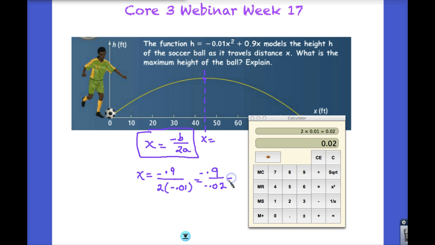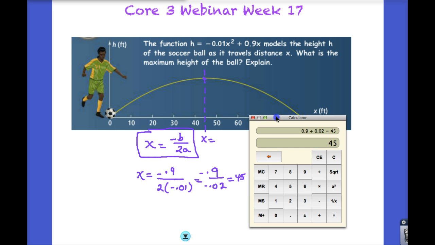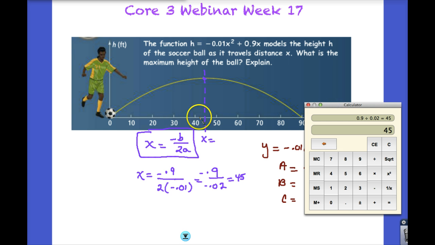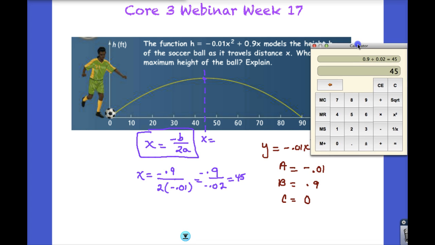But when I divide these out, a negative divided by a negative is just a positive. So I'm not going to worry about the negatives when I'm dividing. So I get 45. Oh, isn't that what you guys said already? That it reaches its max at 45 when x is 45, right? I said 47. So you were close. Yeah. You were really close. So, you know, we could look at it and estimate it, and we were pretty close.